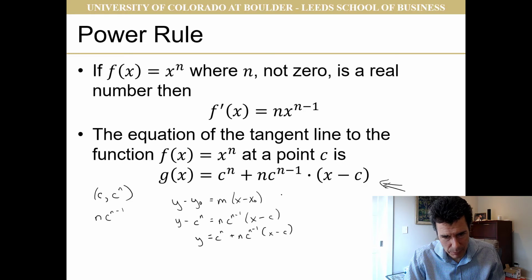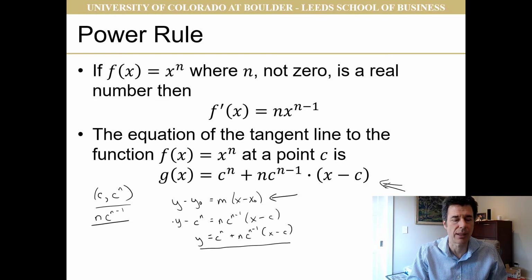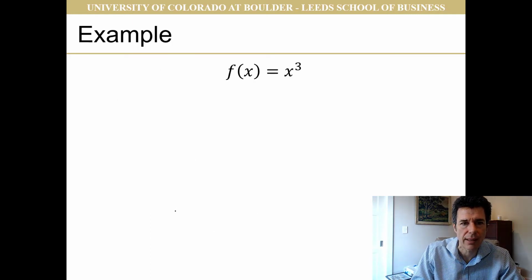What I tend to remember is the point slope version of a line. I need a point, c comma c to the n, and I need the slope. Take the derivative, plug in the value, and get n c to the n minus 1. Once I know those two things, I can use this version of the equation of a line, and I can solve.